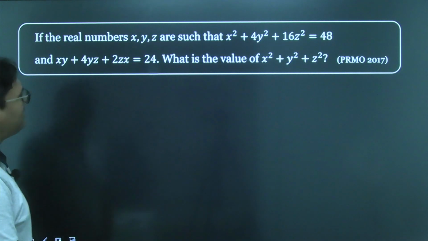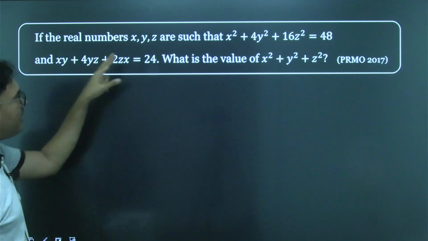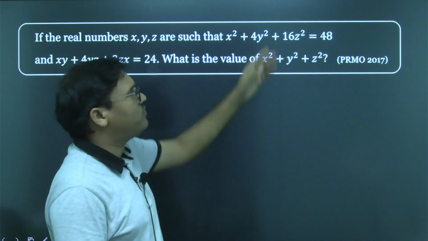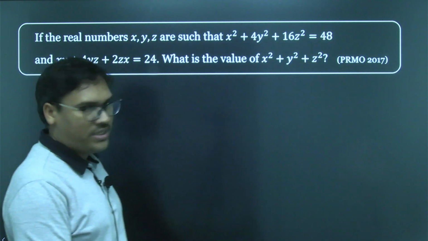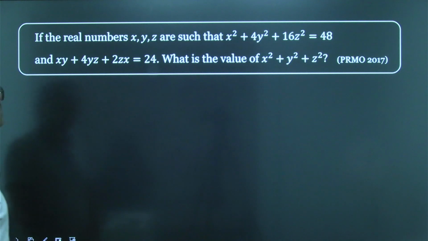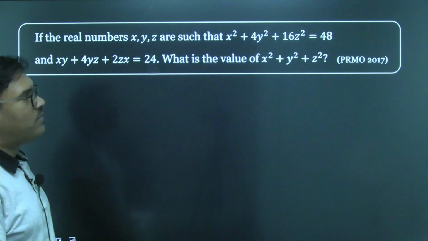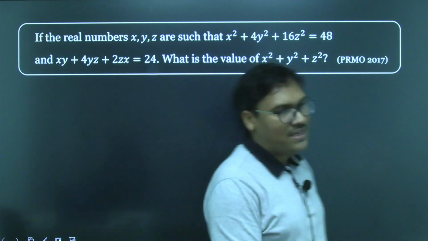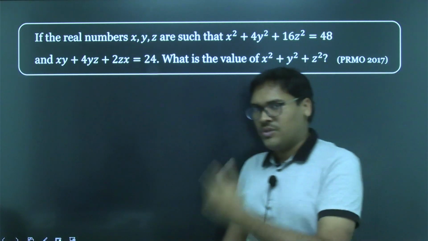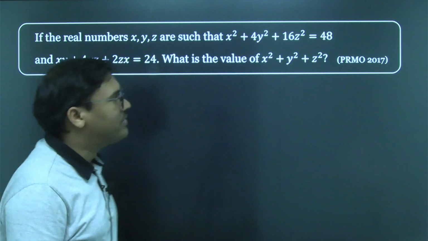So the question here is, if the real numbers x, y, z are such that x square plus 4y square plus 16z square is 48 and xy plus 4yz plus 2zx is 24, then find the value of x square plus y square plus z square. So just try this question and then see the solution, right? Now see, this is a tricky question.